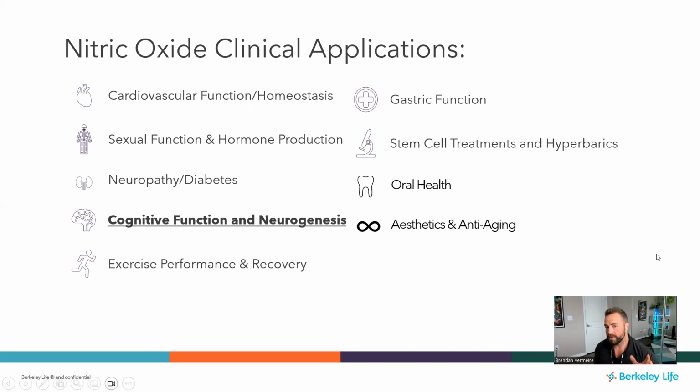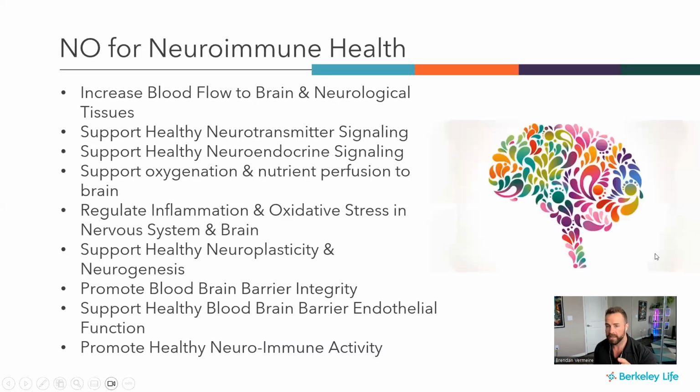So getting back to the neuroimmune conversation, to continue some of that, there are a number of mechanisms by which nitric oxide can be very, very helpful and supportive for neuroimmune health. Of course, increasing blood flow and oxygenation, as we comprehensively discussed a few minutes ago, but also helping support healthy neurotransmitter signaling, neuroendocrine signaling, mitochondrial function in the brain and central nervous system, and regulating inflammation and oxidative stress.